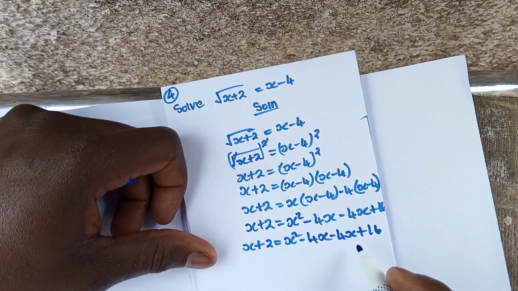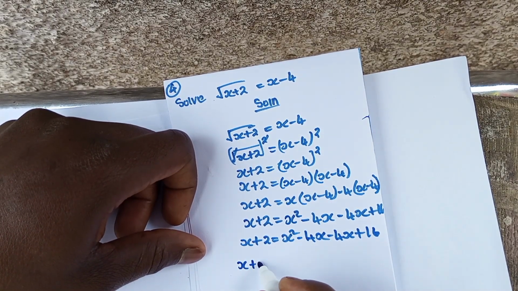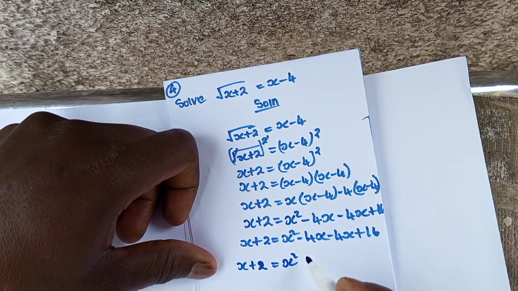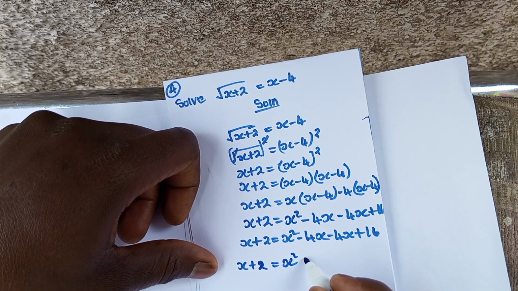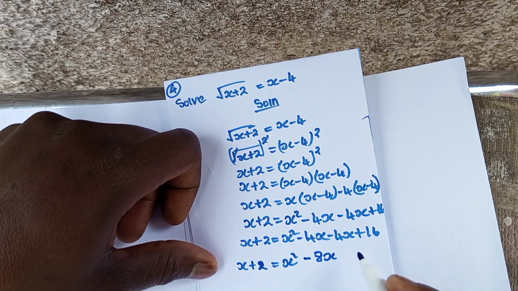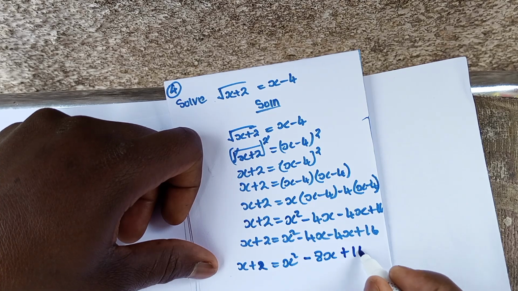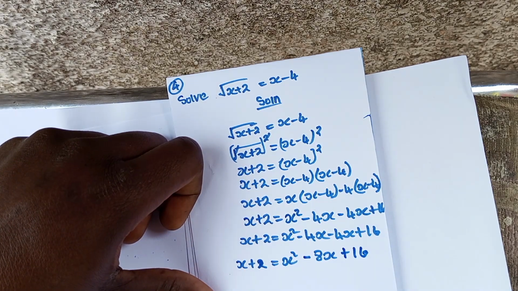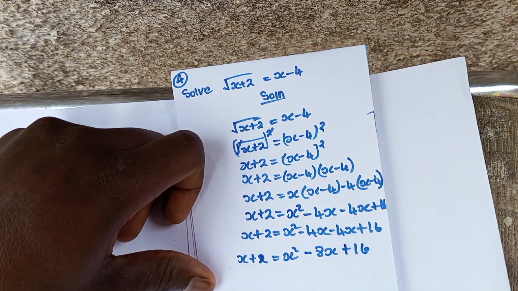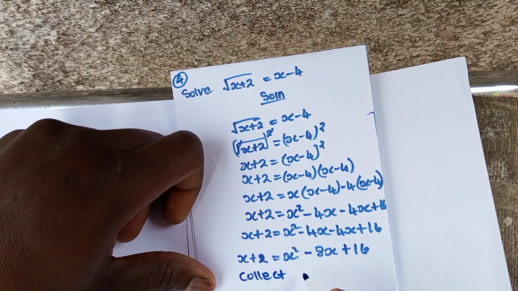Now it's clear. Now continue. Now we see x plus 2 equals x squared minus 4x minus 4x. We are going to have minus 8x. If the signs are the same, take one sign and add the numbers. See plus 16. Now the next step, what we are going to do, we are going to collect like terms.